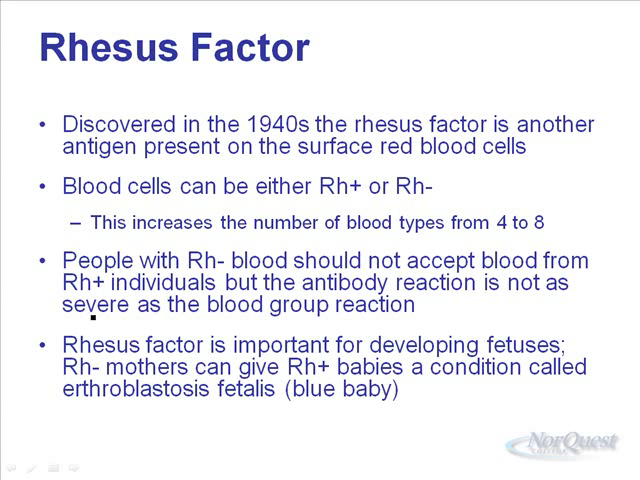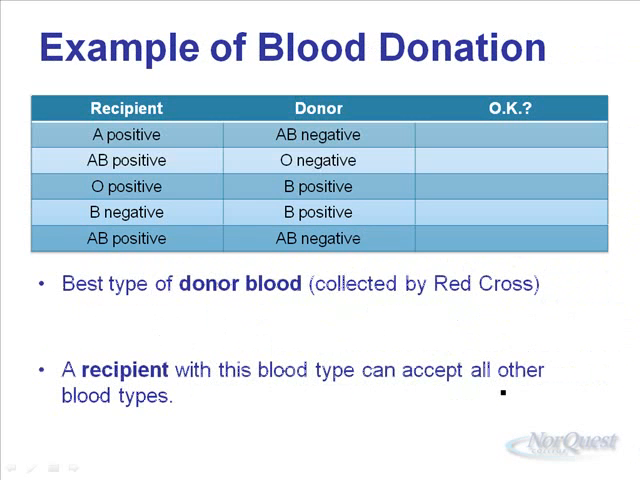It does become important when we're talking about pregnancy. Mothers who are Rh negative can give birth to Rh positive babies, and this would be because if the father is Rh positive, there's a chance that the baby will also be Rh positive, and this is going to become bad during birth. And we'll get to that after we talk about some blood donations.